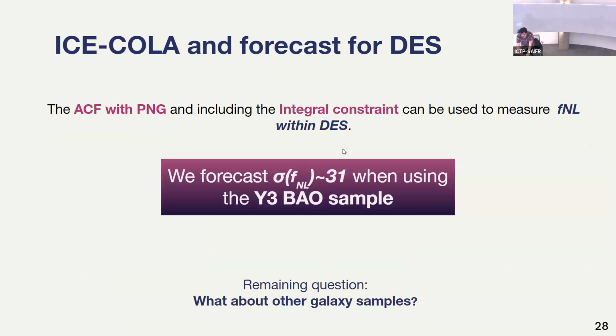So with all these methods, tests, and results, we were able to show that we can forecast an error on FNL of 31, which is much different from the 5 that we were looking for, when using the Y3 VAO sample. So one interesting remaining question is: what if we use other galaxies instead of the VAO sample? That was only one sample.